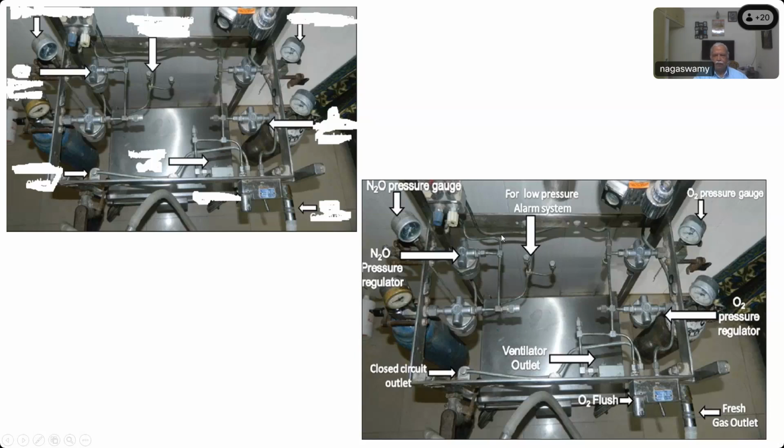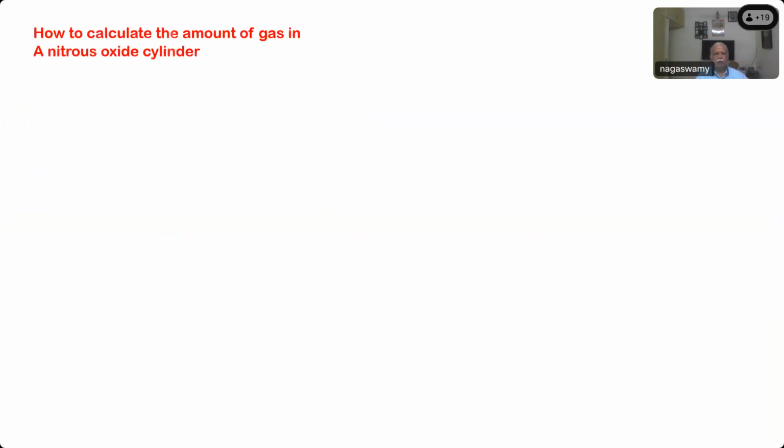So remember the inside connectors. One is for low pressure alarm. Another is for ventilator connection. Another is for the closed circuit connection going to the circuit system. And the fourth one is the oxygen flush. These four only are a little difficult. All other things are very easy. And if they show you this machine and ask you to identify, please remember all these points.